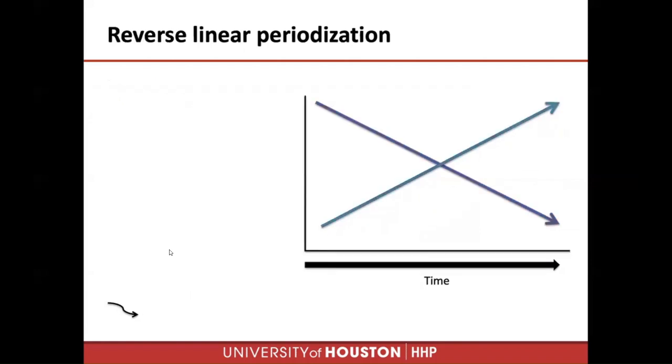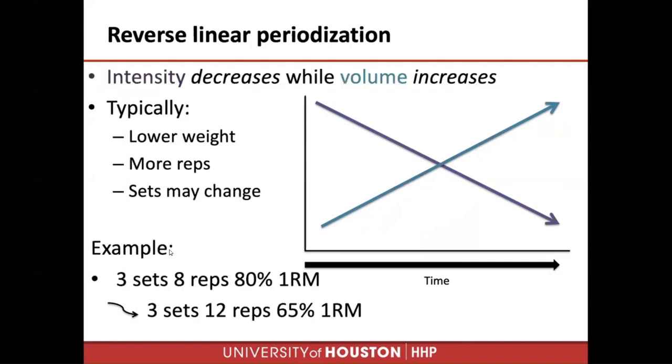So if linear periodization is increasing intensity while volume decreases, what do you think reverse linear periodization is? That's right. Intensity decreases while volume increases. So typically lower weight, more reps, and the sets may change. Towards the end of the lecture, I have an example of where we do these together in a training plan.